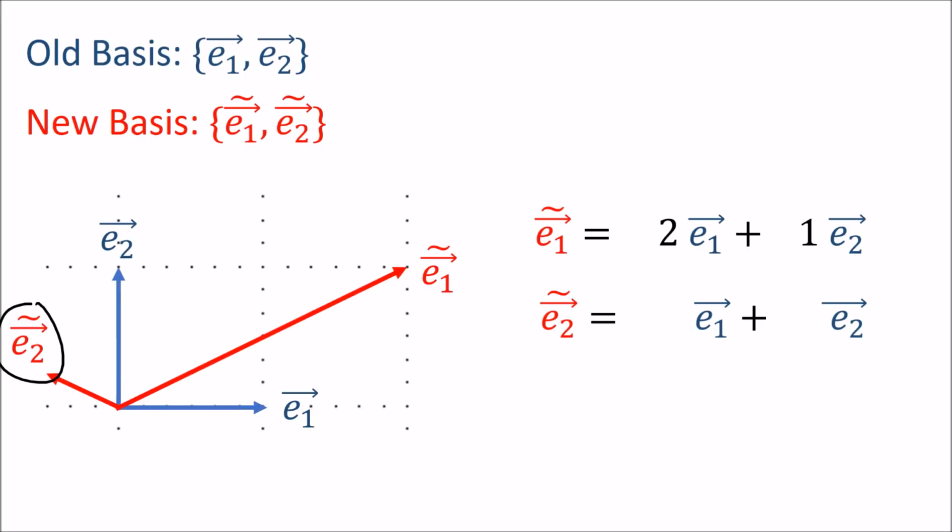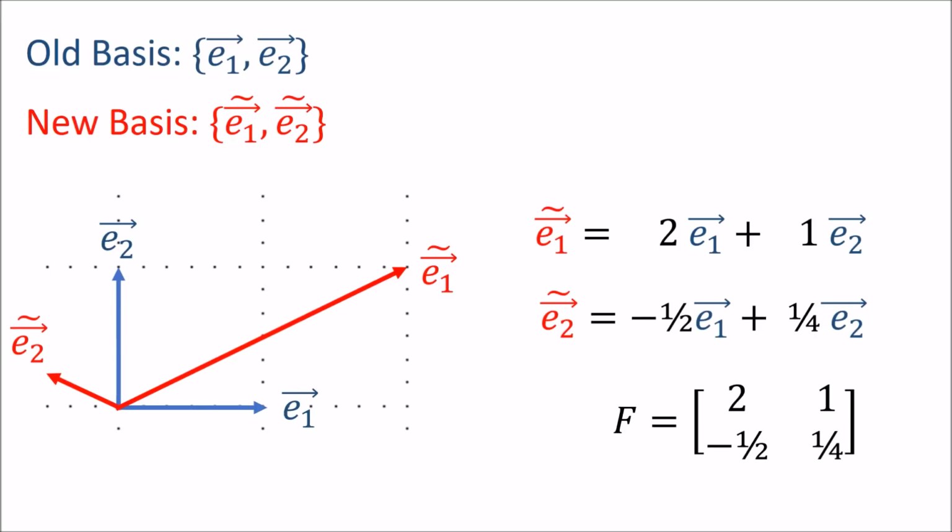Now, what about E2 tilde? It looks like we need half of E1, but it's in the opposite direction, so that's actually minus a half. And then we need a quarter of E2. So I'll just write those in. Alright, so what we've done is we've written the new basis vectors as linear combinations of the old basis vectors. And if I wanted to, I could store these four numbers in a 2x2 matrix called F for forward.